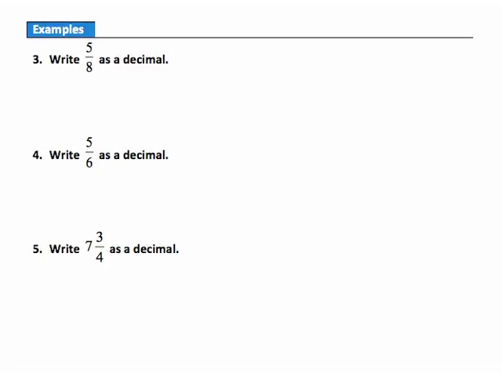Example 3, write 5/8 as a decimal. Well, what we want to do is use the quotient concept of a fraction that says this is a division problem. And what we're going to do is take 8 and divide that into 5. You'll say, well, 8's not going to go into 5 because it's smaller. 5 is smaller than 8. Well, that's true. We're going to end up with a decimal answer here, so what we need to do is add a decimal and then add some zeros to do this division.